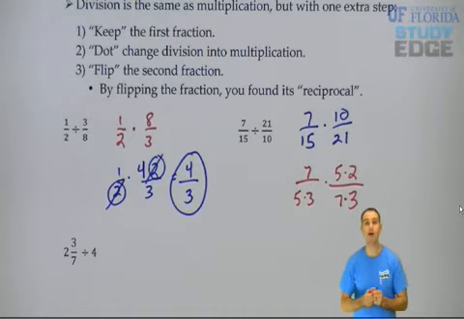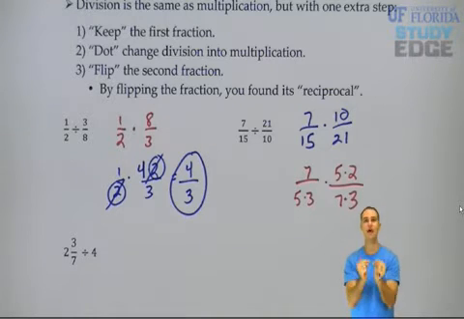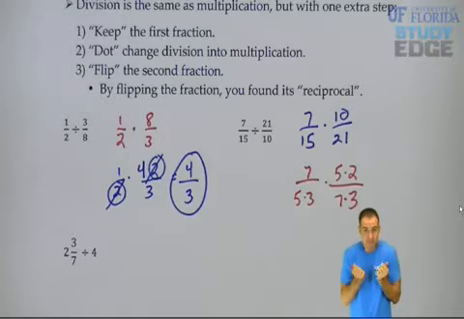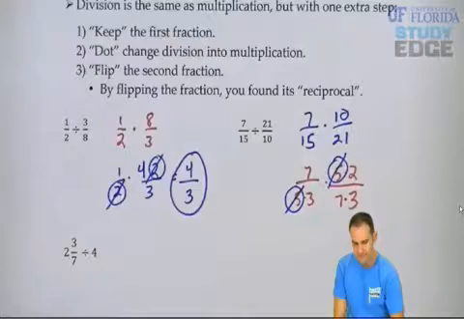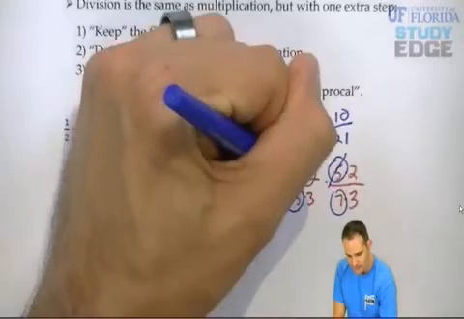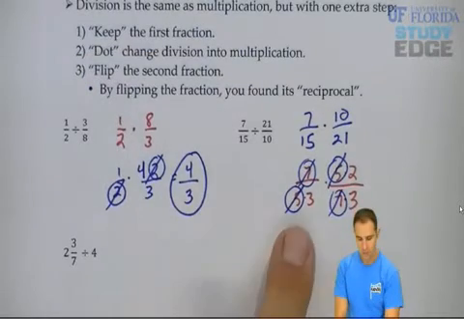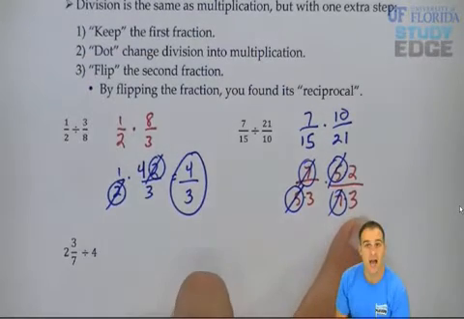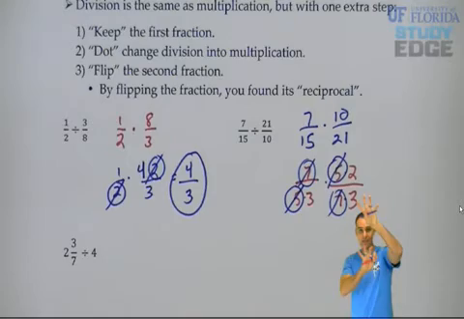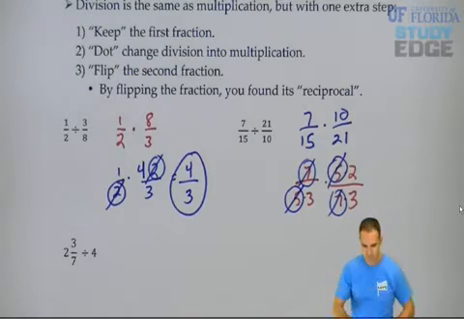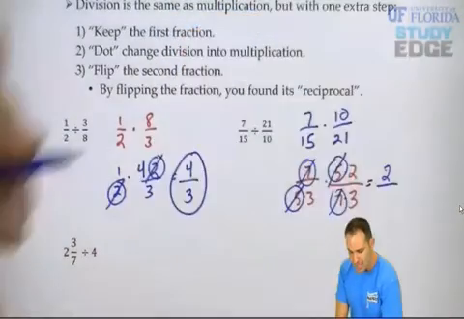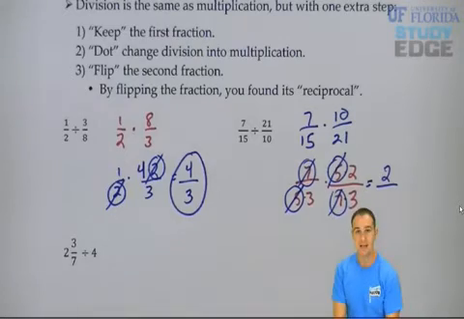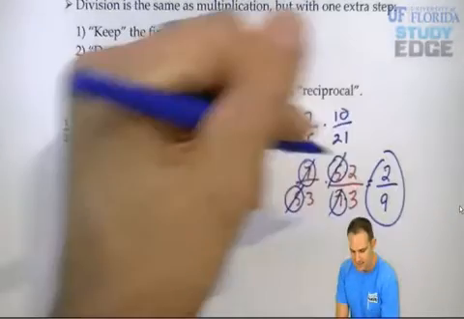Are there any in common on the numerator and the denominator? Yes. 5 divided by 5 would simplify. 7 divided by 7 would simplify. 3 and 3 would not. It has to be on the numerator and the denominator to simplify. In this case, left on the numerator is 2. And on the denominator, I have 3 times 3, which will give me 9.